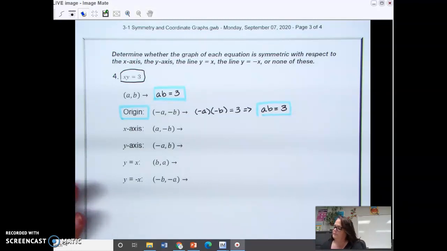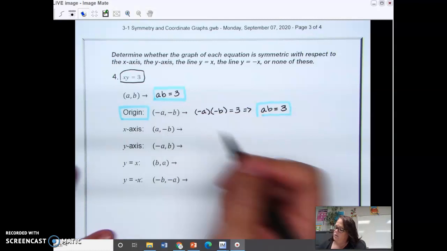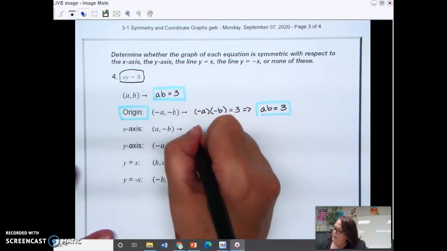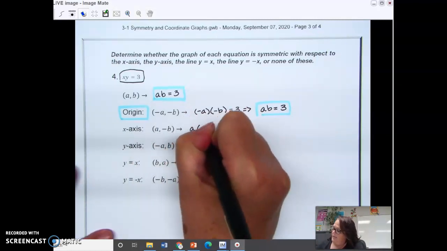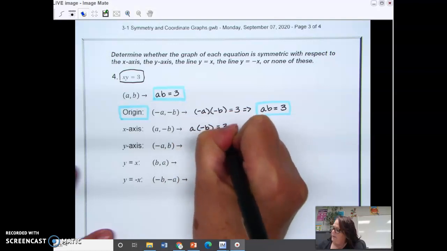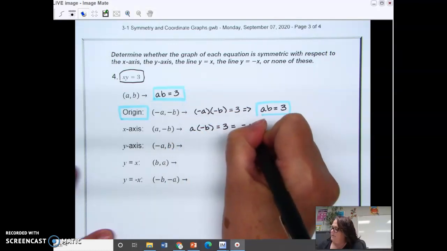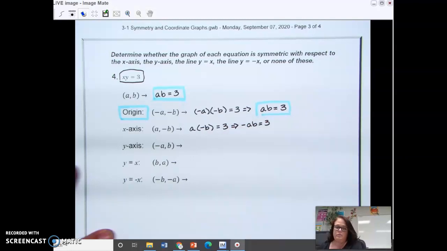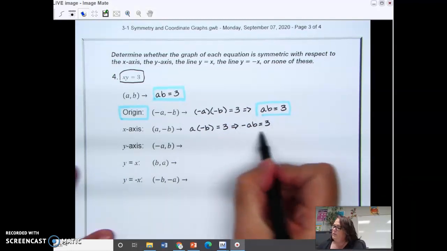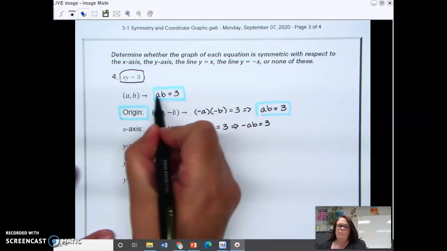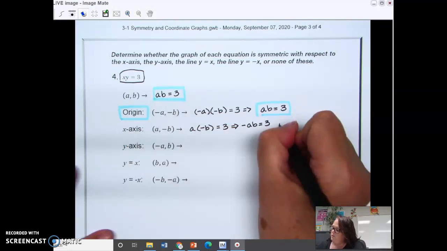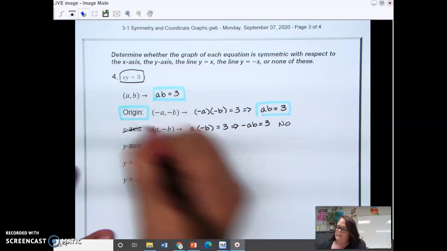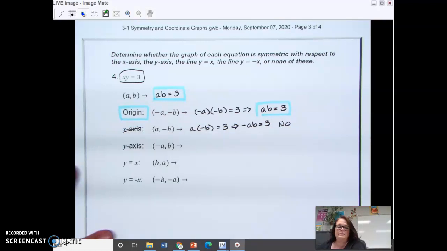Then for the next one, trying the x-axis, I could substitute a for x and negative b for y. A positive times a negative is a negative. So that gives me negative ab is equal to 3. Even if I multiplied through by negative 1, there's no way to get both sides to be positive. So this one is a no. We are not symmetric with respect to the x-axis.